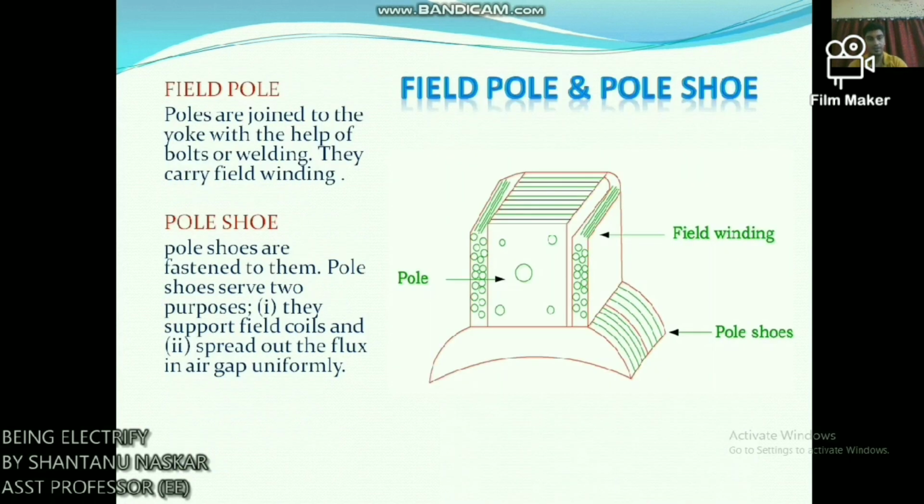Next is field pole and pole shoe. Poles are joined to the yoke with the help of bolts or welding. They carry field winding, and pole shoes are fastened to them. Pole shoes serve two purposes. They support field coils and spread out the flux in the air gap uniformly.